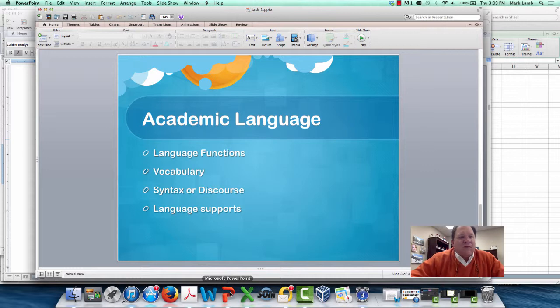Vocabulary is relatively simple, straightforward. There are science vocabulary students need to know. So in your lesson, what are those words?